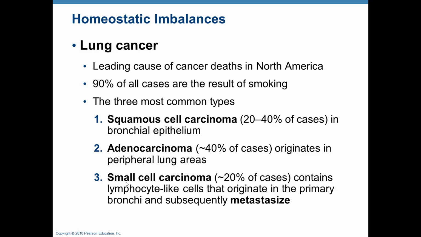And then finally, there's another type of lung cancer called small cell carcinoma. This occurs in about 20% of the cases. And there are cells that are lymphocyte-like. If one of those starts dividing in an out-of-control manner and develops the ability to spread to other parts of the body, that means it can metastasize, it can actually spread. That's called a small cell carcinoma. They originate from these lymphocyte-like cells that live in the primary bronchi.